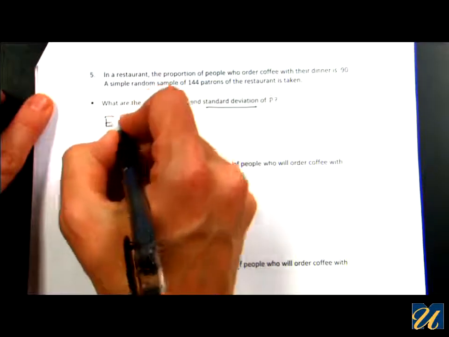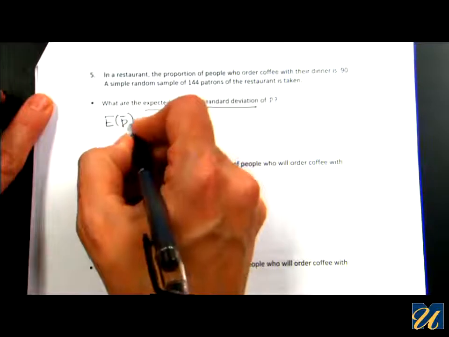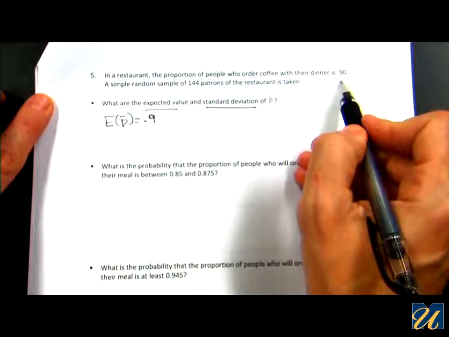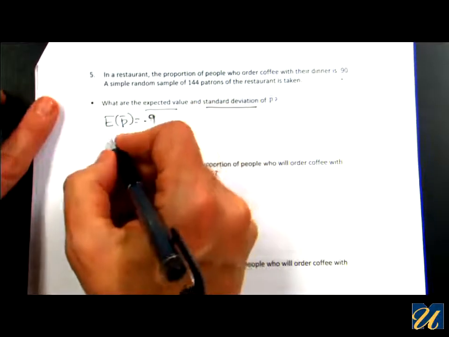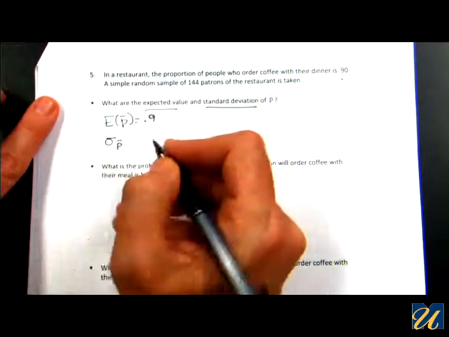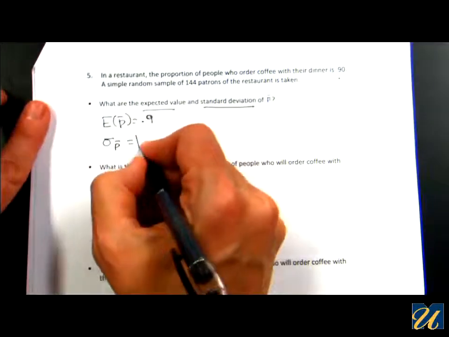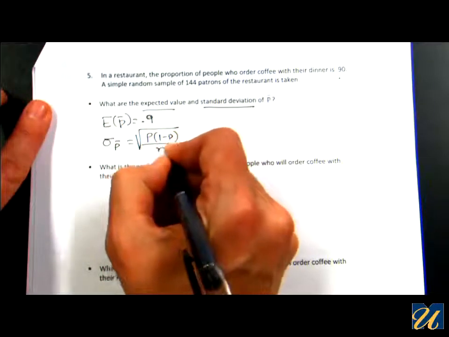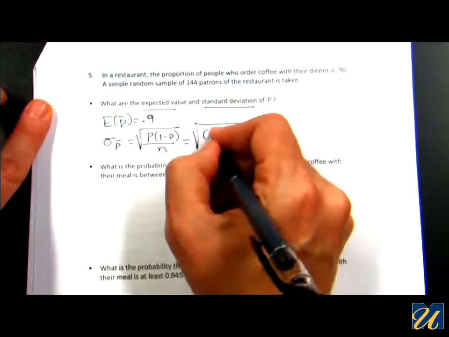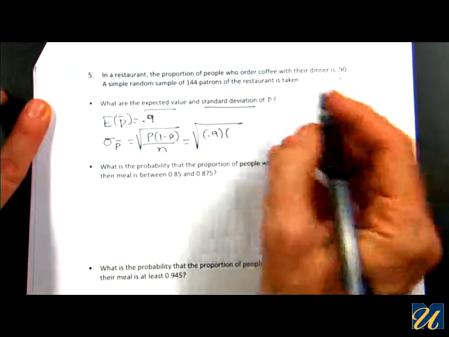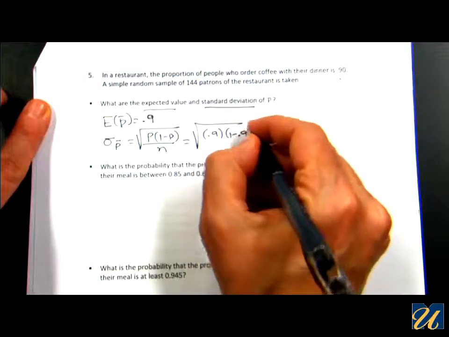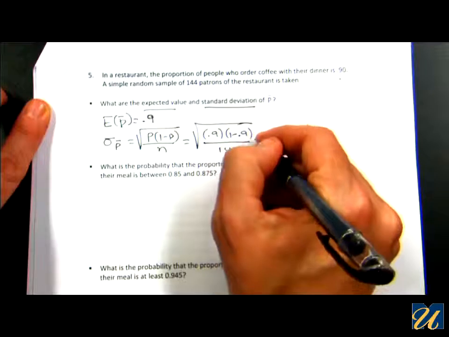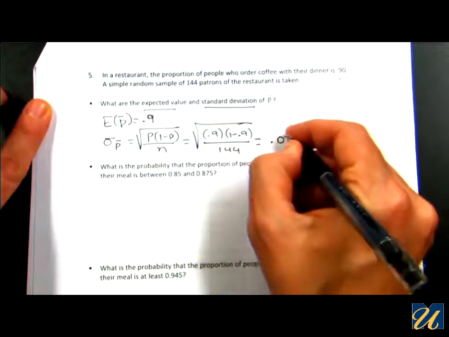The expected value of P bar is 0.9, the same as P, which is 0.9, and the standard deviation sigma P bar is equal to the square root of P times 1 minus P over n. So we have 0.9 times 0.1, 1 minus 0.9, over 144. If we do the calculations, this will be 0.025.